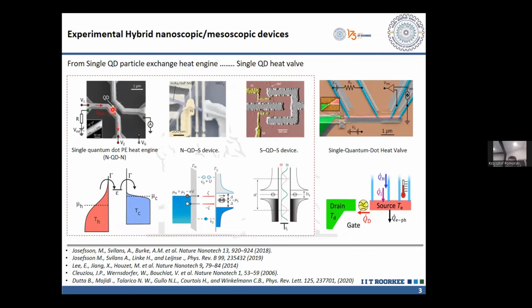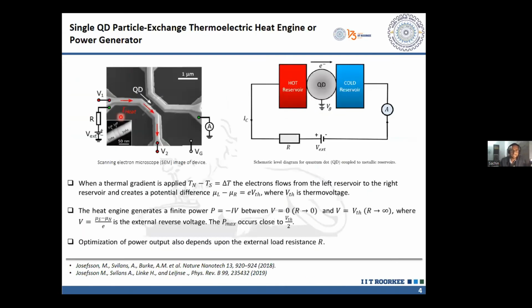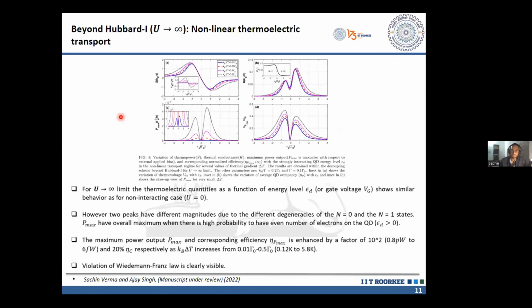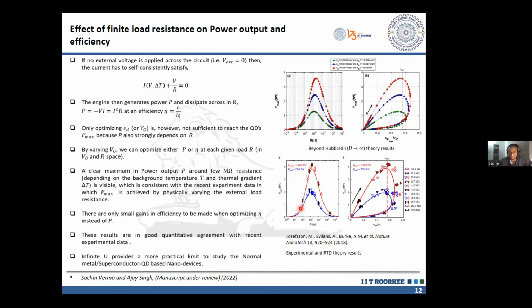So they have fabricated this QDS device. They have studied both the Coulomb blockade regime, which we have theoretically studied, as well as the Kondo regime. I think there are only two experiments which study thermoelectric transport properties in these devices, but their studies are limited to the N2DN case, when both source and drain are normal metal. So we have first reproduced their results. So these are the experimental results.